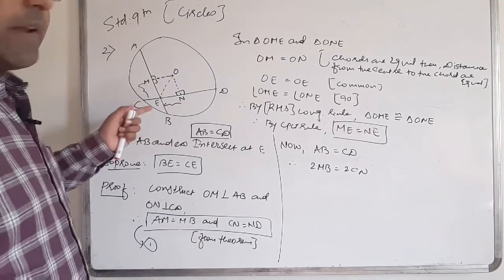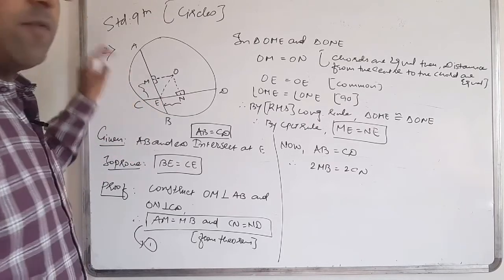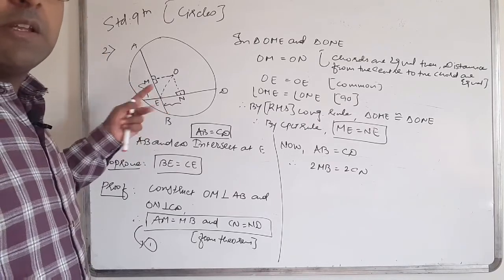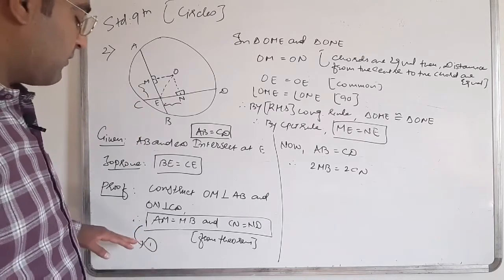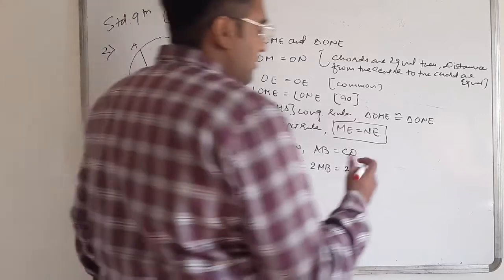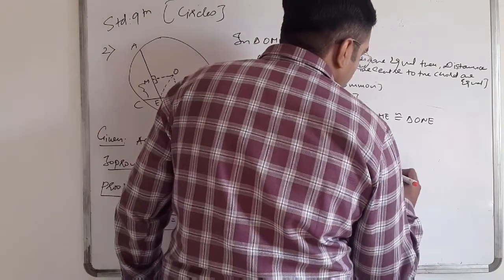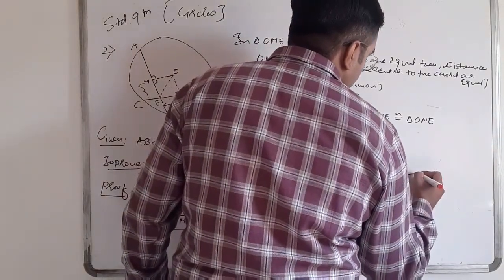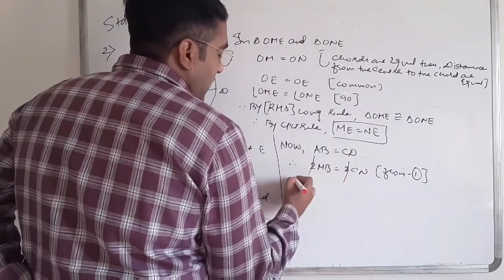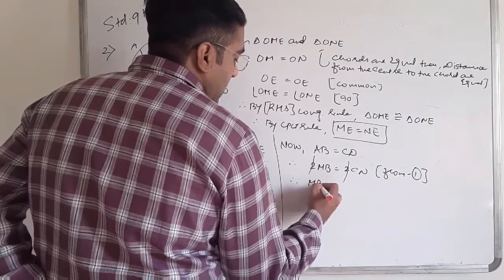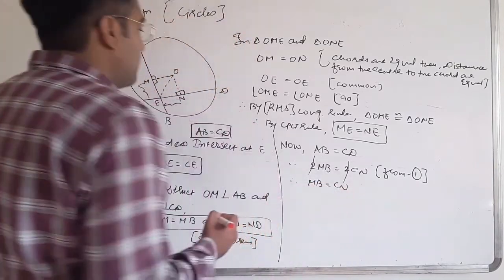AM and MB both of them are equal, okay. So therefore for the AB part of the MB that is 2 times, okay. So I'll write it here, that is from equation 1. So I'll also, that is from equation 1, okay. So 2 are cancelled out, therefore MB is equal to CN.